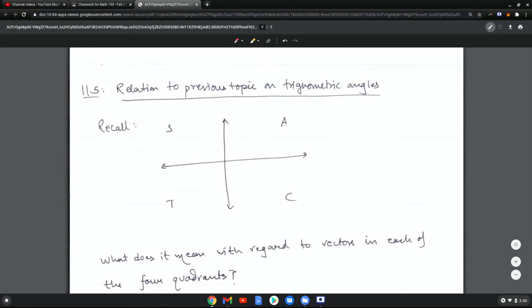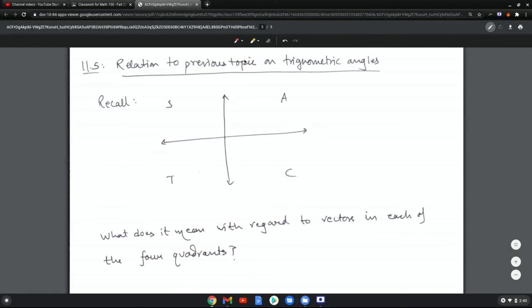In relation to the previous topic on trigonometric angles, remember how we had all positive in the first quadrant, sine positive, tangent positive, cosine positive. If I take a vector here, the x component is positive and the y component is positive in the first quadrant. If I take a vector in the second quadrant, my x component is negative, my y component is still positive. And this makes sense because cosine is negative in the second quadrant.